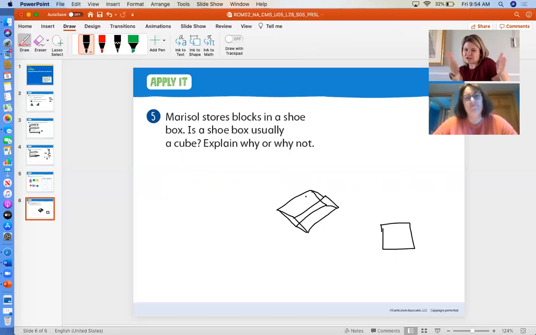So if your shoe's this long, does your box have to be this deep? No, because a shoe is usually just like this thick, right? So most of the time it's going to be longer this way, but shorter in height. So if I were to explain why or why not, I would say no, a shoebox is not usually a cube. It's usually a rectangular prism, or you could even say a rectangular shape because it has rectangular faces, okay? Yep, good. All right, that was it for the lesson.